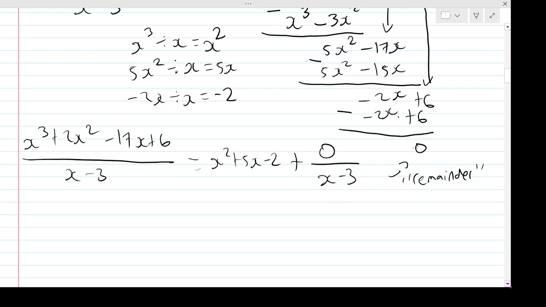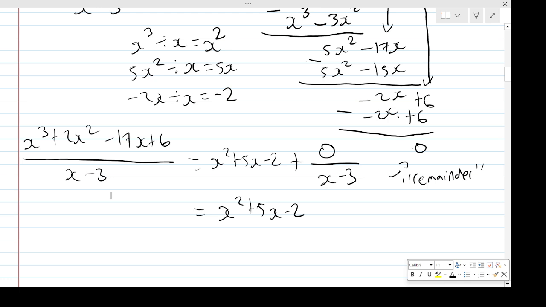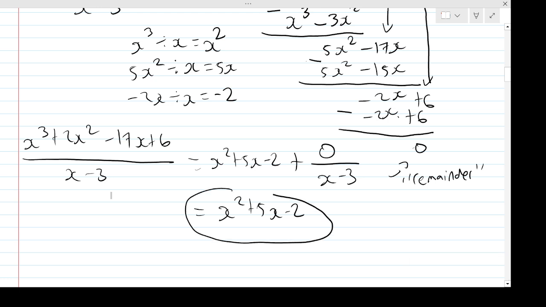So overall, this whole division, this fraction, just goes to x squared plus 5x minus 2. There we are. So that is what this division is doing. It breaks down a polynomial fraction in this way. And this whole fraction is equivalent to x squared plus 5x minus 2, which is a lot simpler to work with. Okay. There we are.